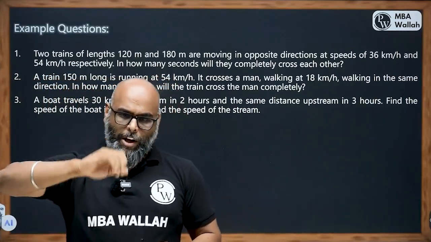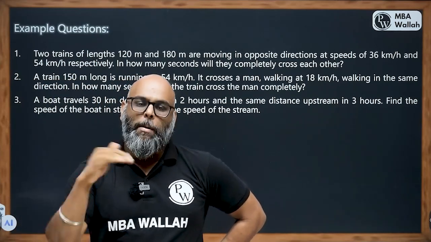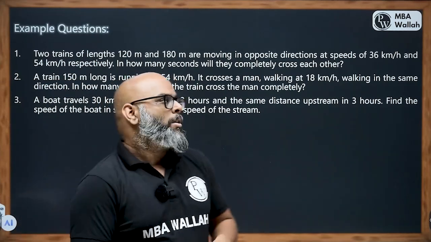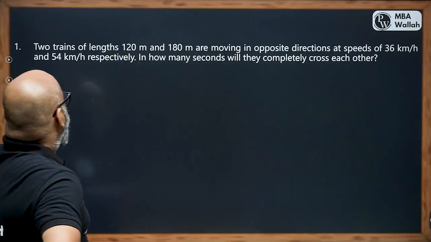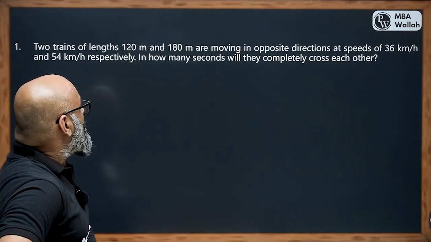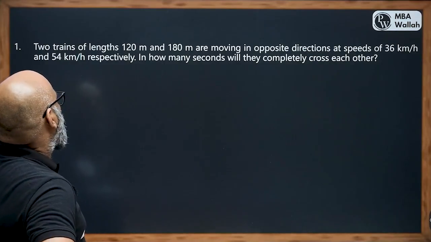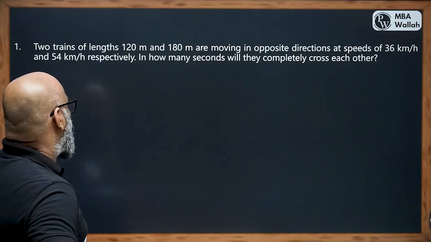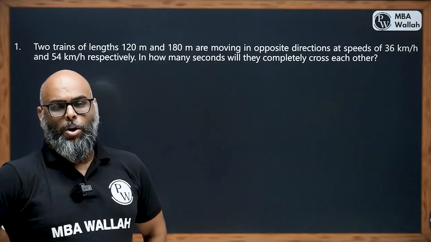So we'll quickly solve 3 questions. We'll have a set of questions and then we'll see whether we can apply that idea and get through with it. So to solve the first question, two trains of lengths 120 meters and 180 meters are moving in opposite direction at speeds of 36 and 54 kilometers per hour respectively. How many seconds will they take to cross each other?